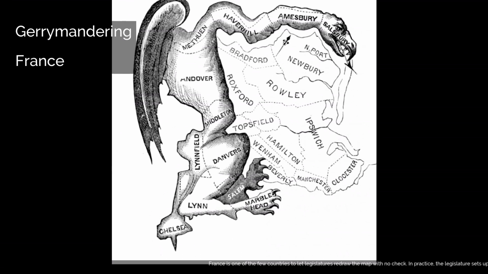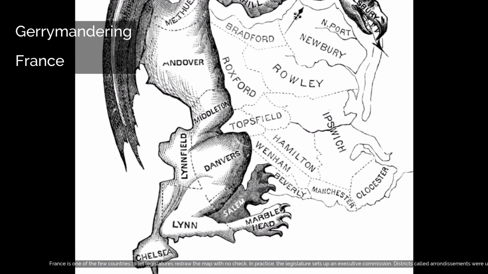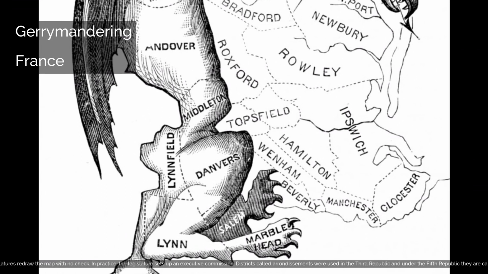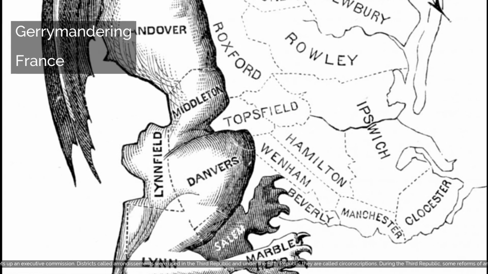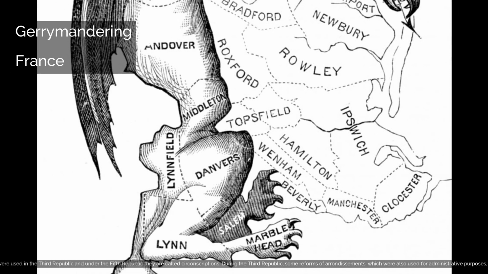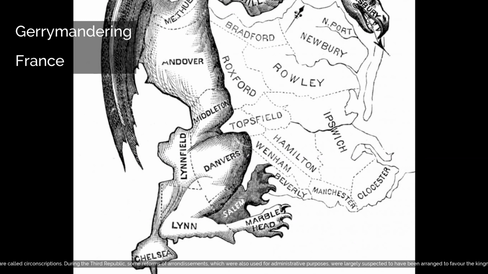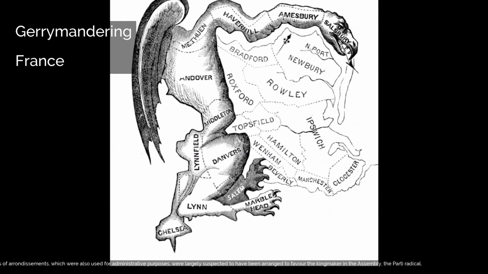France is one of the few countries to let legislatures redraw the map with no check. In practice, the legislature sets up an executive commission. Districts called arrondissements were used in the Third Republic, and under the Fifth Republic they are called circumscriptions. During the Third Republic, some reforms of arrondissements, which were also used for administrative purposes, were largely suspected to have been arranged to favor the kingmaker in the assembly, the Parti Radical.